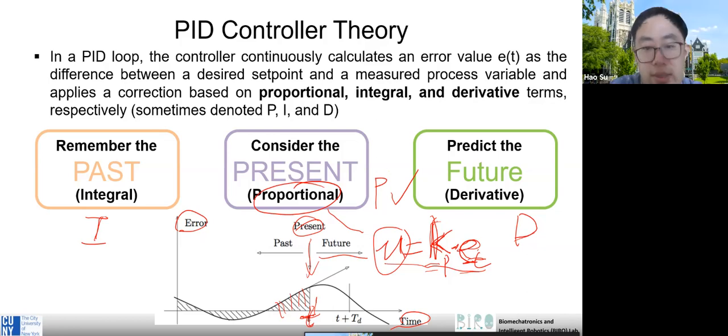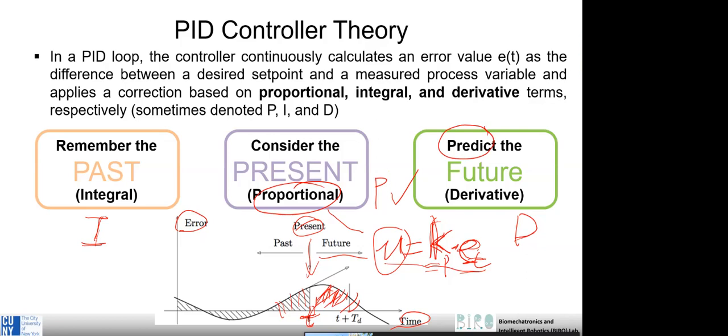Right. So the D is like this zone. You want to have some prediction about where the dynamic system will go in the future term. Why do we also want to care about the integral term? It's the accumulation of the past. Yeah.